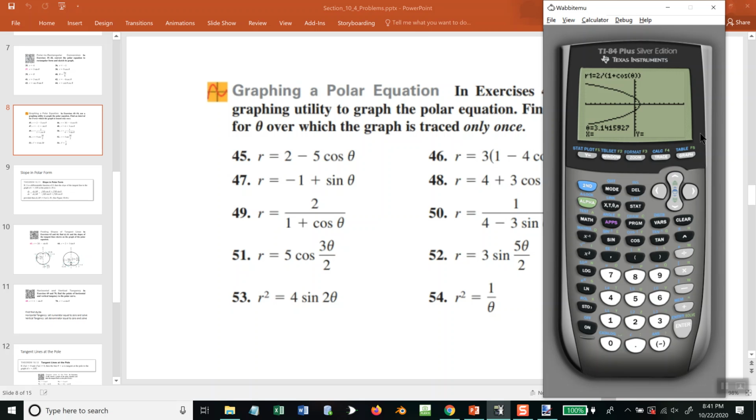Now, some problems it'll work just fine if you go from 0 to 2 pi. We're going to see the next section is all about setups. You know, finding the integral is a trivial part, but the challenging part is doing the setup. Let's look at number 51. 5 cosine 3 theta divided by 2, and I'll press graph.